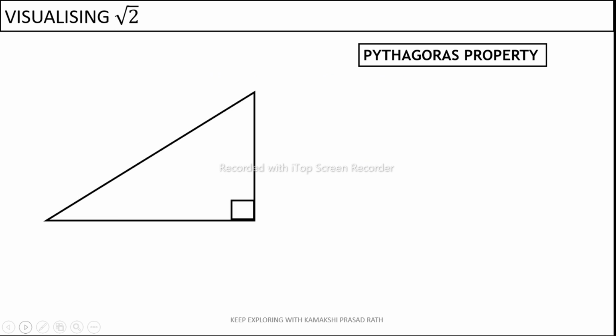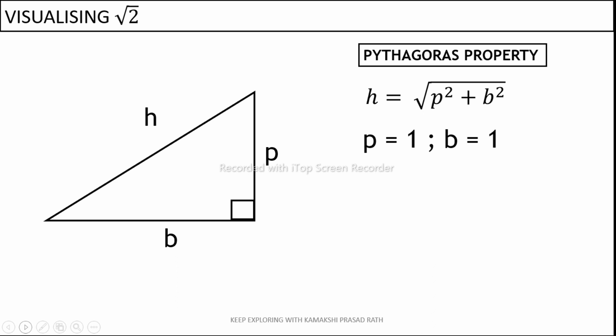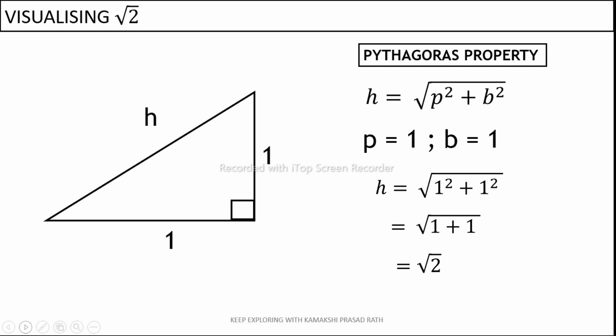For this, we'll consider a right angle triangle with a perpendicular, a base and a hypotenuse. Pythagoras property says that h equals root over of p squared plus b squared, where p is the perpendicular and b is the base. Suppose we consider both perpendicular and base as 1 unit. Now using the property, we see that h is equal to root 2. So if perpendicular and base are of 1 unit each, then surely the hypotenuse will be of root 2 units. In this way, we can visualize the length of root 2.